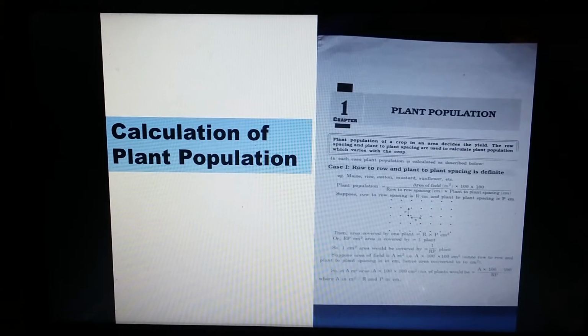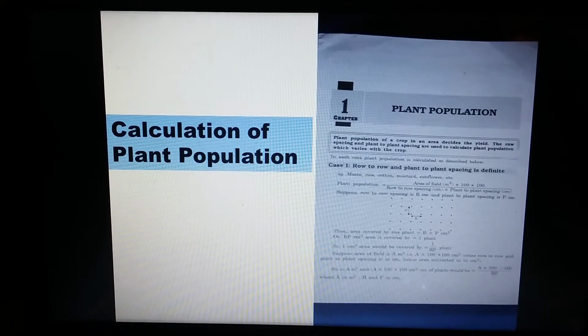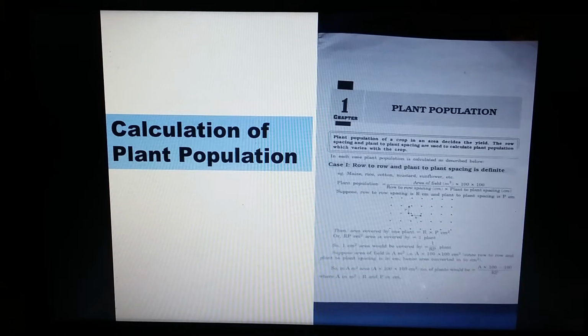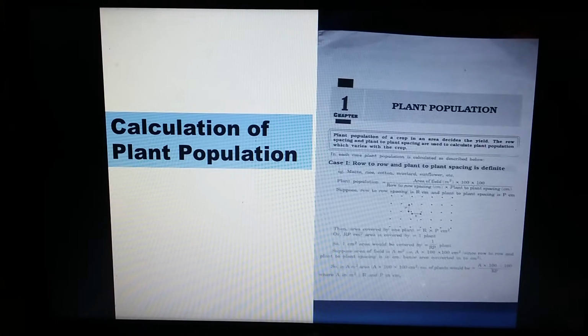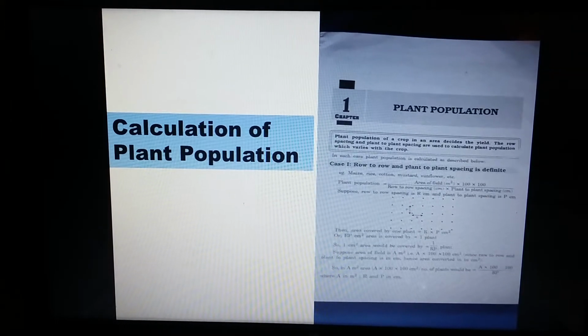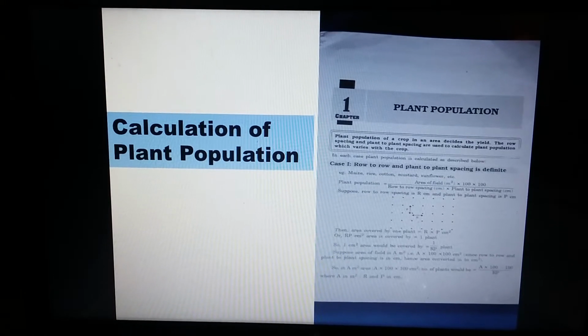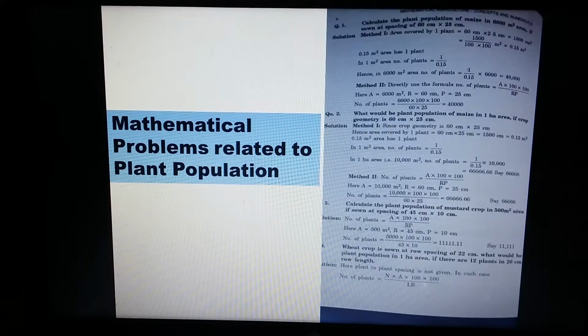So now the formula becomes plant population equal to area of a field in meter square into 100 into 100 divided by row to row spacing in centimeter into plant to plant spacing in centimeter. So the formula will be very clear with some mathematical problems. So coming to the mathematical problems.